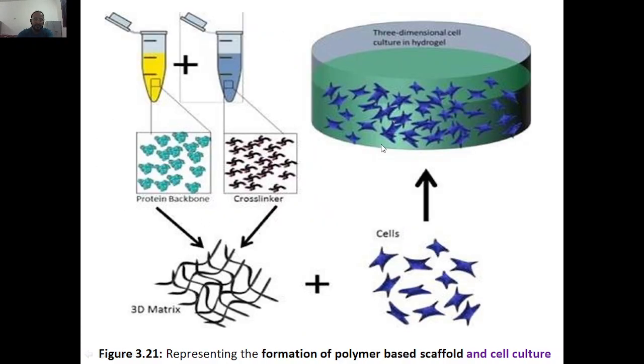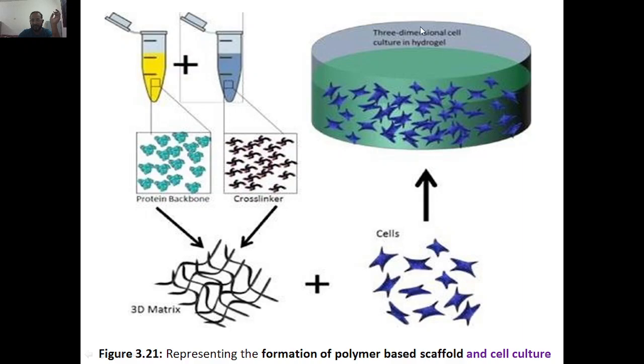So this is a representation of formation of a polymer based scaffold and cell structure. So here both are polymer based. What we will do, we will take a protein backbone, we will add a cross linkage, that is linker polymers, and then we will get a 3D mesh like this or structure like this, which will act as a scaffold or synthetic extracellular matrix. Now we are going to introduce cells inside this.